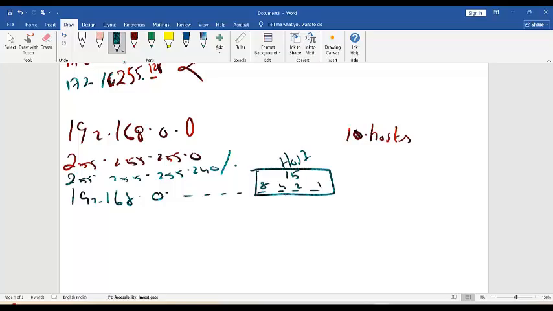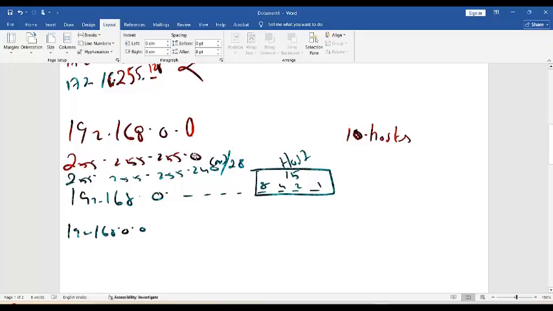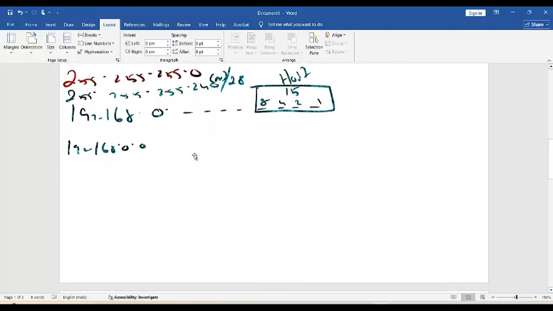or /28. Now the first network will be 192.168.0.0. The second will be 0.16, because 16 is the place from where you're giving.